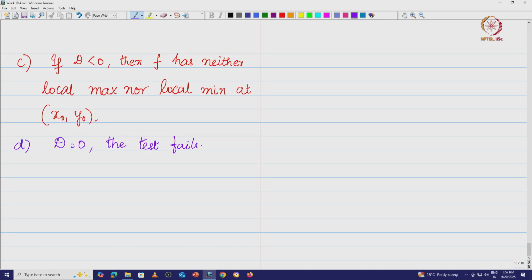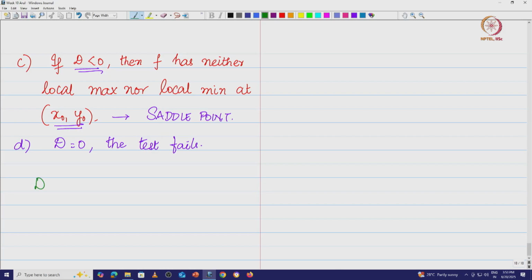And at the point (a, b), or this (x naught, y naught), where D is less than 0, this point is basically what we call a saddle point, which is neither a maximum nor a minimum. Now, if you look at D, it reveals something very interesting.